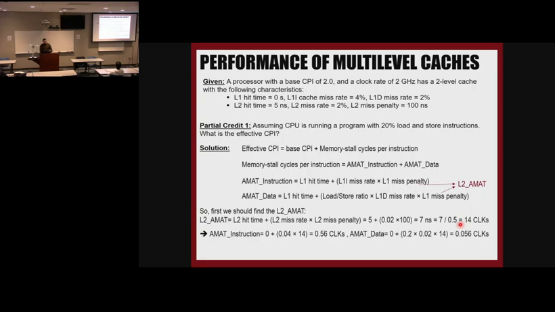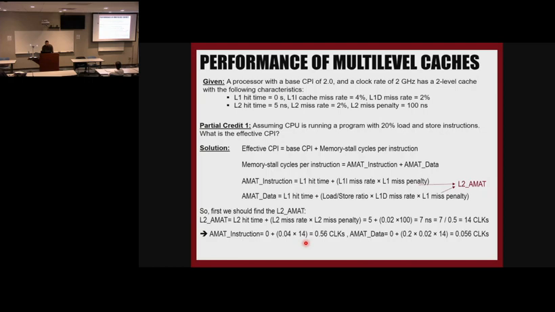But if you don't convert it to clocks, you can continue with seconds when you go to the AMAT instruction and AMAT data. But if you convert it to clocks, you need to make sure that when you're calculating the AMAT instruction, everything is in form of clocks too. Okay, so what does it mean? We have AMAT instruction is L1 hit time. L1 hit time is 0. Then we have the L1I miss rate, which is 4% or 0.04, multiplied by 14 clocks here.